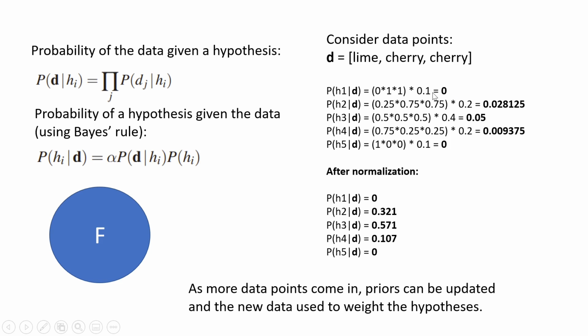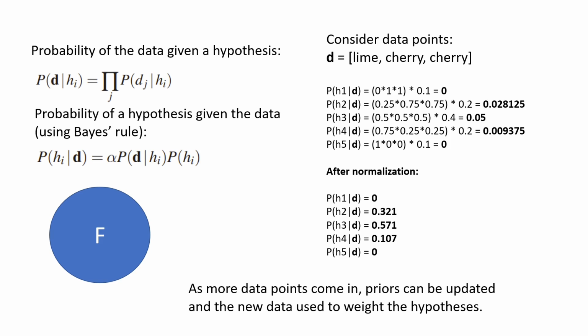Doing that again for hypothesis 2, that hypothesis was that the bag was 0.25 or 25% lime and 75% cherry, which results in this sequence multiplied by 0.2 for the prior belief. We can then calculate all of those for the remaining hypotheses and then normalize this. And we can see the results here. The most likely distribution of this node is hypothesis 3, which was half and half. This is both because the data aligns with that pretty well and because the prior was the highest for that hypothesis.